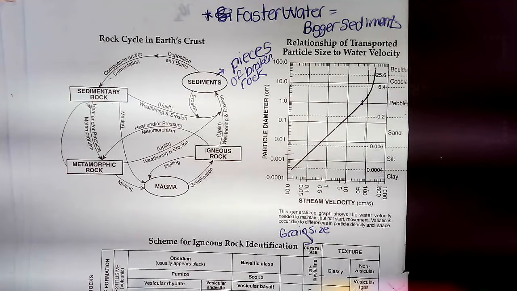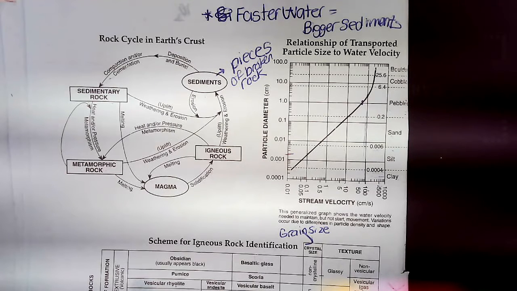Otherwise, do you know how to use a graph? Like if I said, if the stream velocity is 10, what size particle can it carry? So I gave you a velocity of 10. How do I figure out how big of a particle it can carry? What do I got to do? How do you read this graph then?